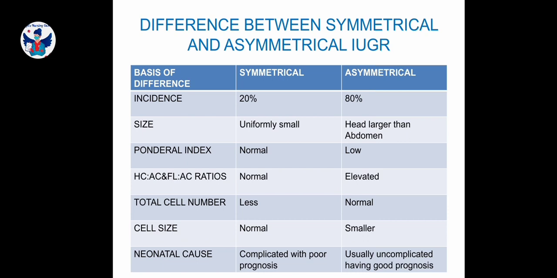And the neonatal course: symmetrical IUGR is complicated with poor prognosis. Asymmetrical type is usually uncomplicated and has a good prognosis.